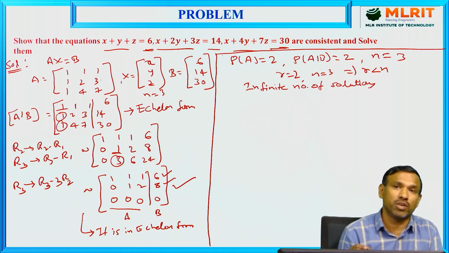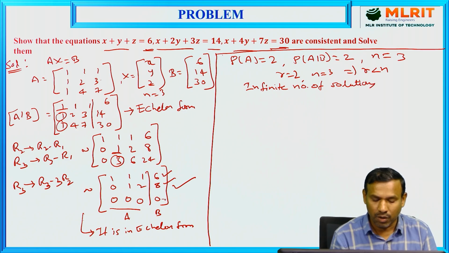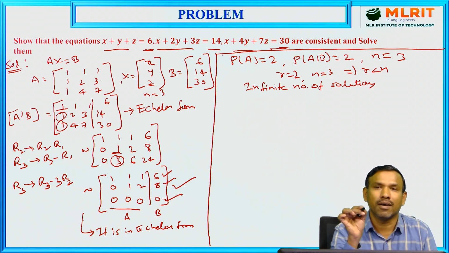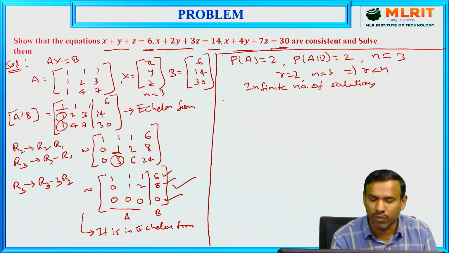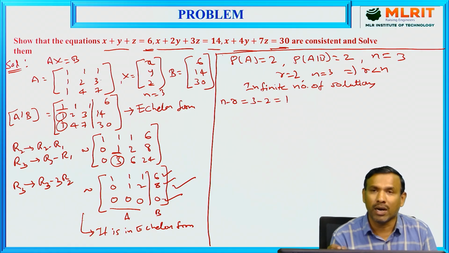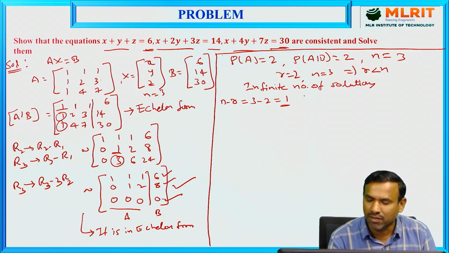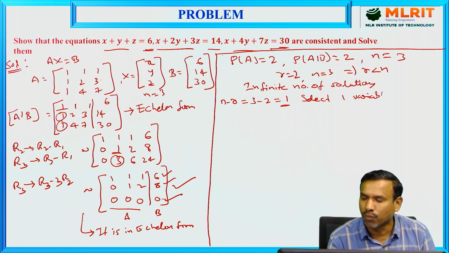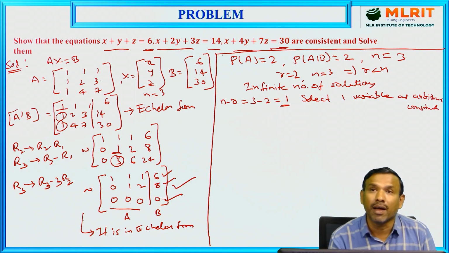Infinite number of solutions means one row is becoming 0, so we are unable to find one variable's value, and that can be arbitrary. How do we decide one variable or two variables? We have a formula, n minus r. n means the number of unknowns, rank is 2, so 3 minus 2 is 1. That 1 indicates you have to select one variable as an arbitrary constant. The constant can be any value, so K can take any value.